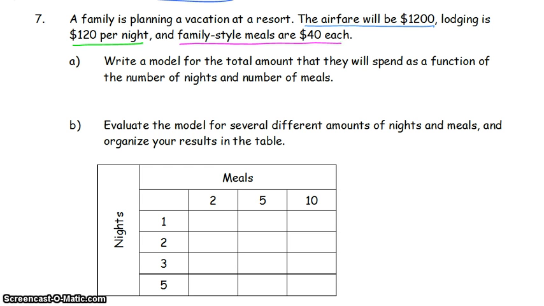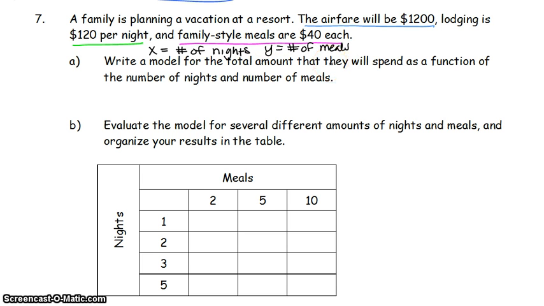We have two variables here. One, x is going to be the number of nights, and y is going to be the number of meals. We are paying just a flat rate of $1,200, so that's not going to have any variables. There's no unknowns there. We don't know how many nights we're staying, so that's our first variable. We don't know how many meals are going to be eaten, so that's going to be our second variable.